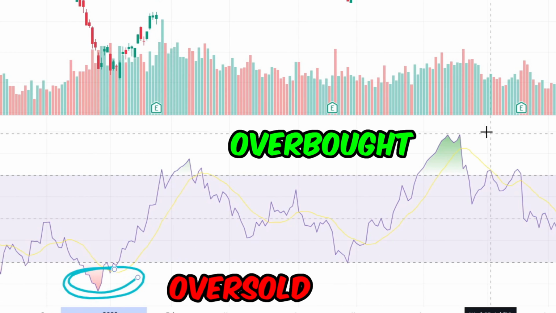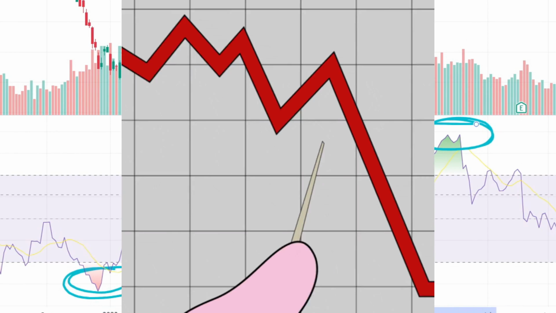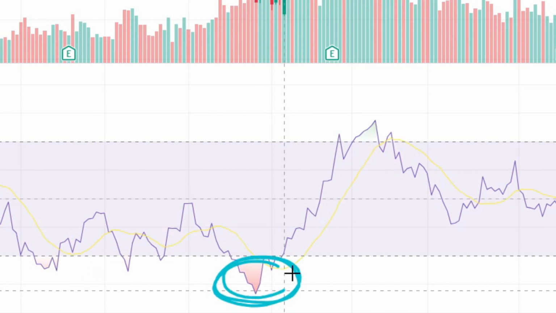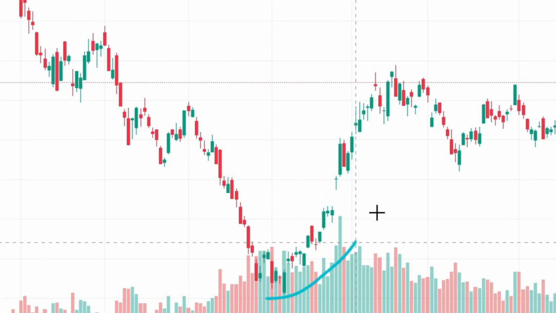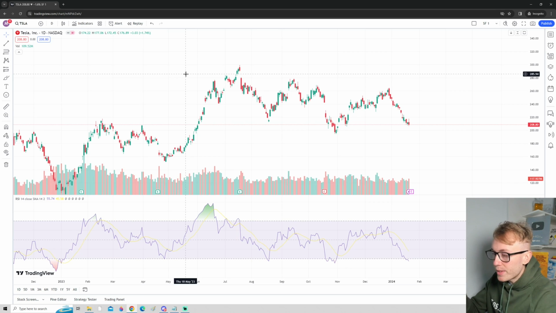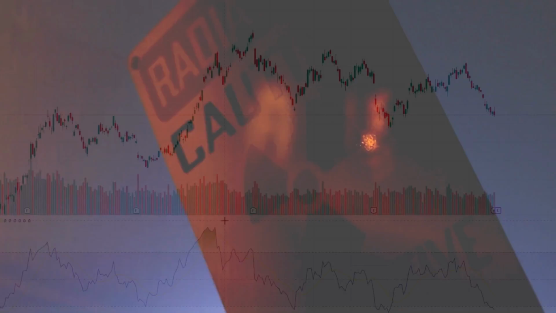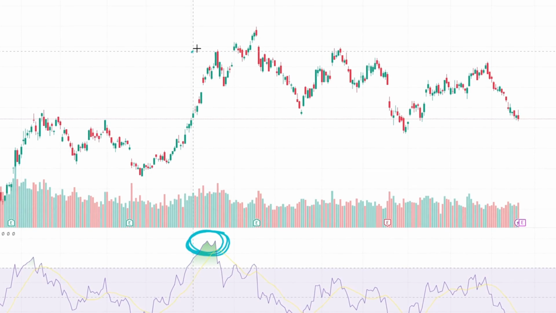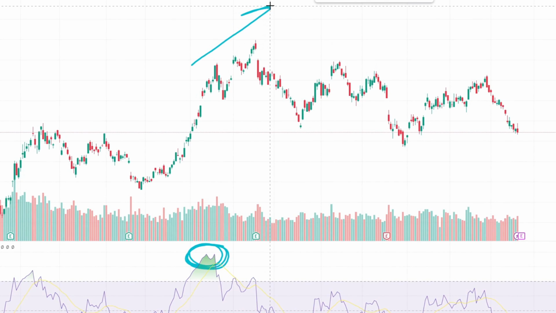Sometimes oversold and overbought levels can act as reversal signals. You can, for example, see that after the RSI was oversold right here, the price reversed to the upside. However, these signals will often fail. If you take a look here, you can see that the RSI is highly overbought. But after this point, the price continued to push even higher.